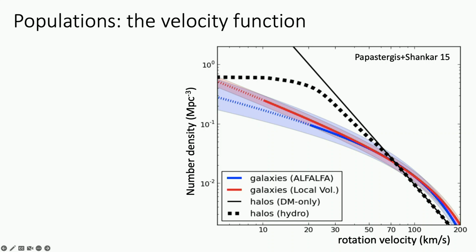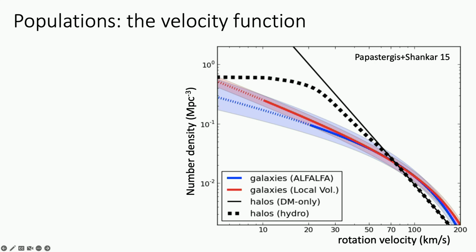So people have started to move towards looking at nearby galaxies at a population level. One of the ways that you can do that is by constructing what's called the velocity function. This is a measure of rotation velocity on the x-axis, which would be the flat part of the rotation curve for all intents and purposes, and number density on the y-axis. The colored points represent what we observe for nearby galaxies, and the black lines represent what we predict from simulations. The collisionless simulation is shown by this black line, and one incarnation of a hydrodynamical simulation is shown here.